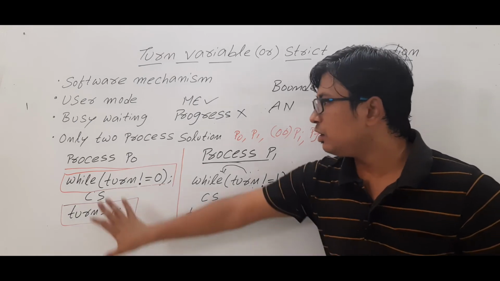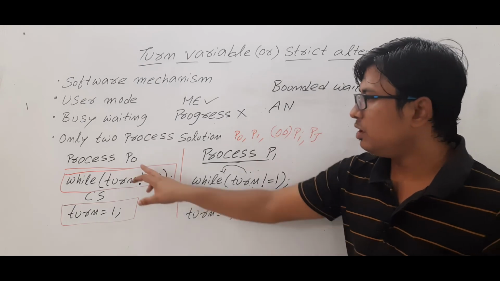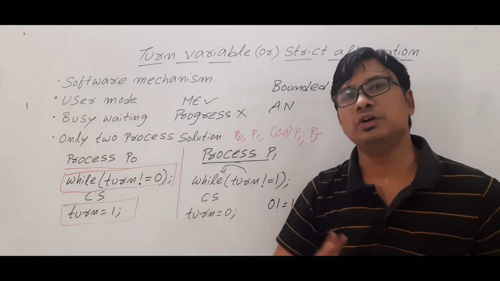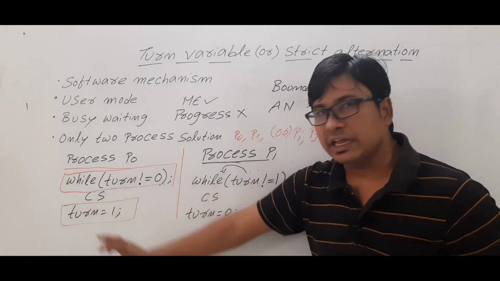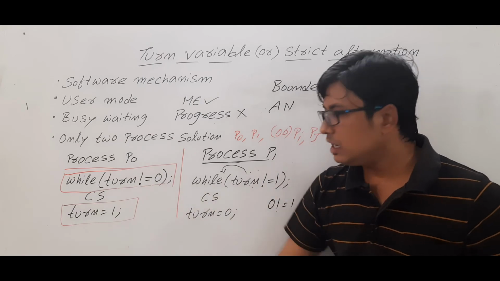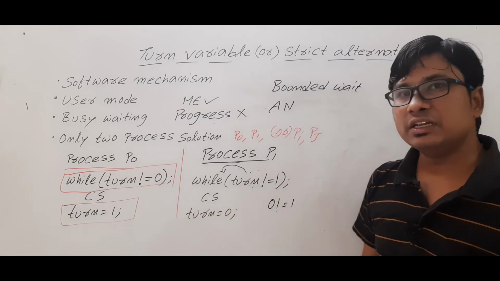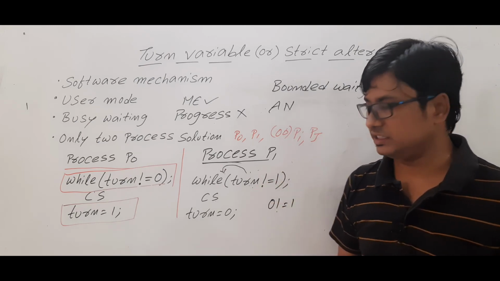Is it clear? Now look here. When the turn value is equal to 0, process P0 can enter into the critical section. Let's take that process P0 is in the critical section. Now, once it exits from the critical section, the turn value will become 1. If the turn value becomes 1, who can enter into the critical section? Process P1 can only enter into the critical section.